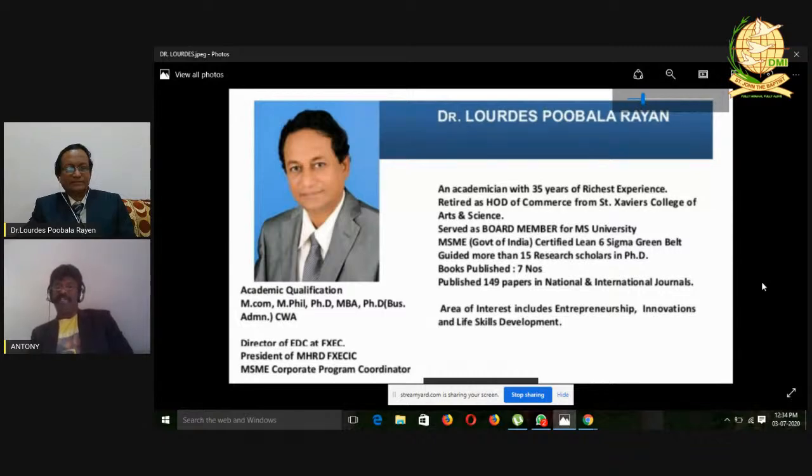He's the president of the MHRD, Ministry of Human Resource Development Cell, in that college. Also, he's the program coordinator of MSME, Micro, Small, Medium Enterprises, so he has vast experience in how micro, small, and medium-sized enterprises behave. As far as his academic experience is concerned, he has 35 years of experience and retired as HOD of the Commerce Department from St. Xavier's College, a very famous college in the state. He served as a board member for Manonmaniam Sundaranar University in Tamil Nadu state, and he is an MSME government certified Six Sigma Green Belt holder, certified by the government of India. He guided more than 15 research scholars in PhD.